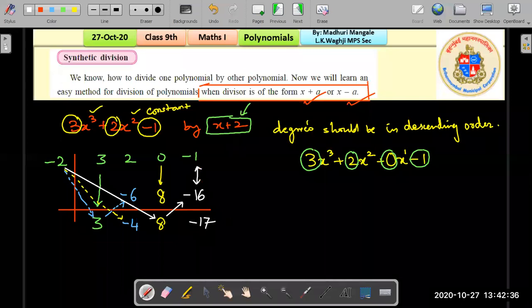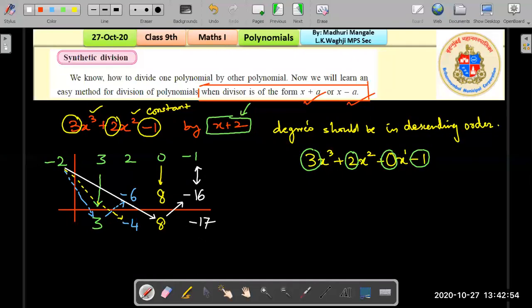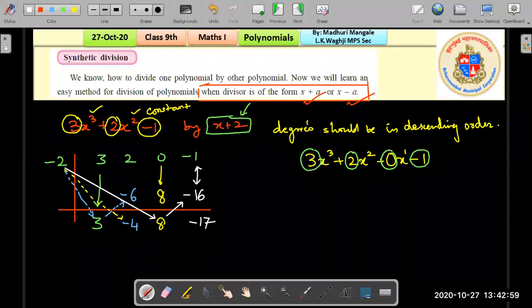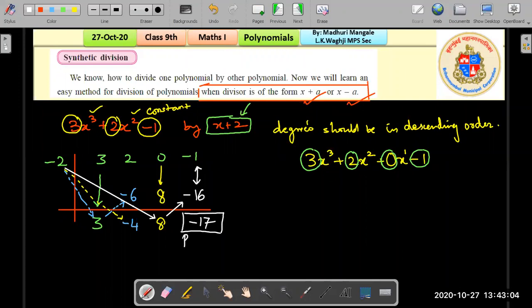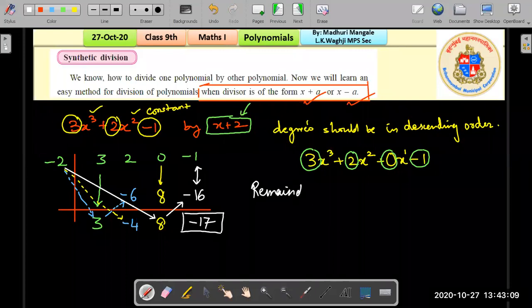All right, so that completes the synthetic division. Isn't that easy? We are using just the numbers. We are simply multiplying and combining, right? So the next step now, once we have completed this synthetic division, we need to write out what is the quotient and what is the remainder. The last number is always the remainder. Okay, so we got here the remainder to be negative 16.